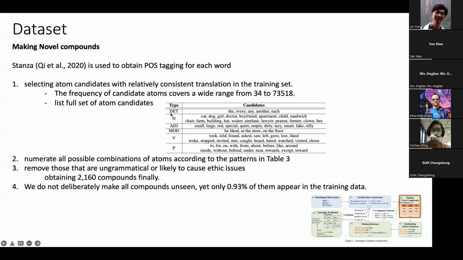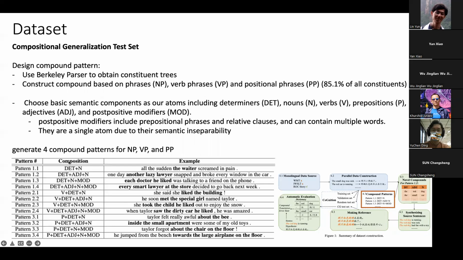So you can see, at the fourth bullet, they were saying that they do not deliberately make all the compounds unseen. So there must be a way to eradicate or remove those compounds, right? Or change those compounds as much as possible. Yeah, you get a type and you get candidates, then you just enumerate all combinations and fill in and see the result for the compound.